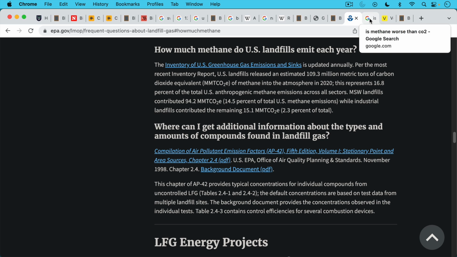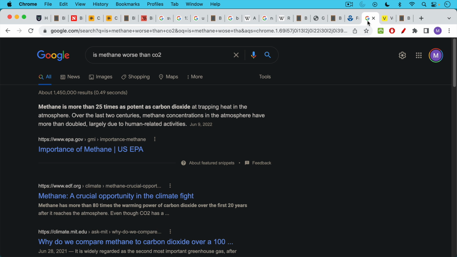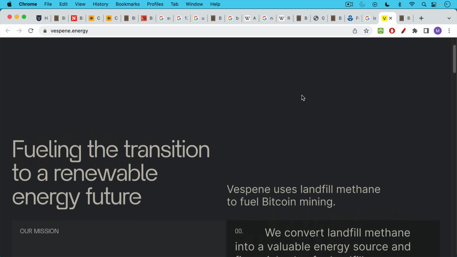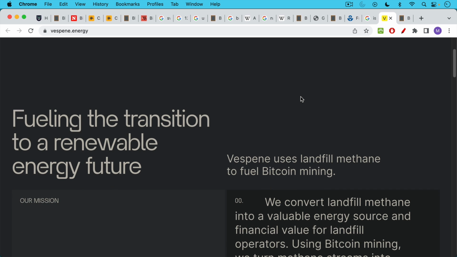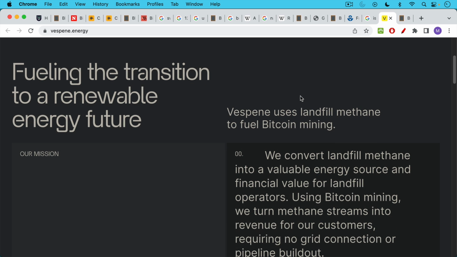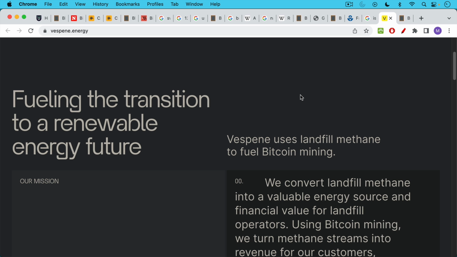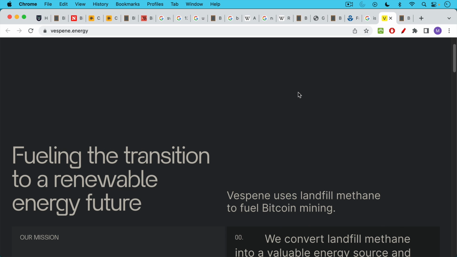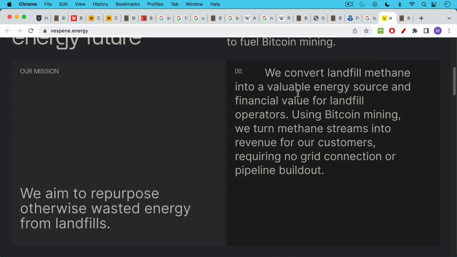Again, if you're worried about this sort of thing, which I'm not necessarily saying that I am, but we're trying to make the ESG argument here, one way of dealing with this, because as I said, methane is much worse as a greenhouse gas than carbon dioxide. Here's another article that says it's 25 times worse than carbon dioxide. So one solution would be to use this landfill methane to burn it and convert it to carbon dioxide, again, which is much less bad as a greenhouse gas, and then use the electricity generated to run Bitcoin miners on the spot. And so here's another company called Vespeen Energy that is doing this. I'm going to link to it in the description notes below.